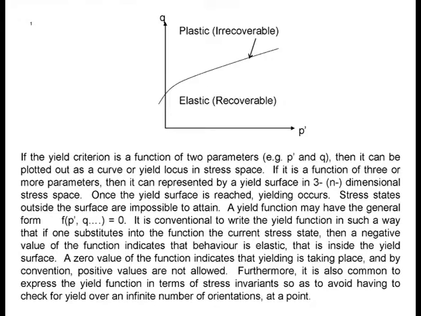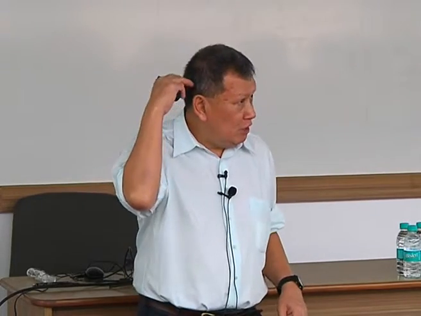And quite often, you find that people prefer to express the function F, the yield function, in terms of stress invariants because it's much easier. P and Q are stress invariants. To express it in stress invariants is much easier to deal with than to express it in terms of stress components. Okay?